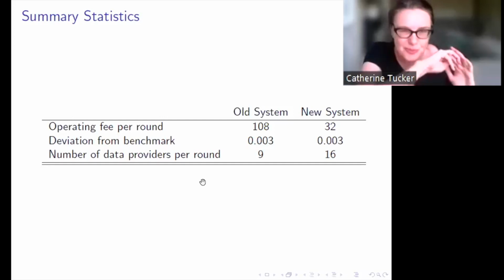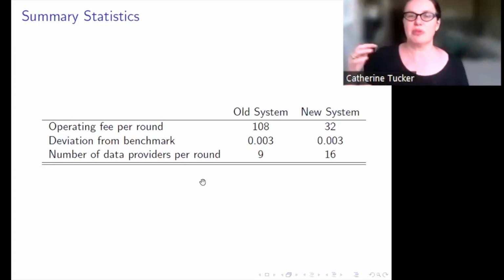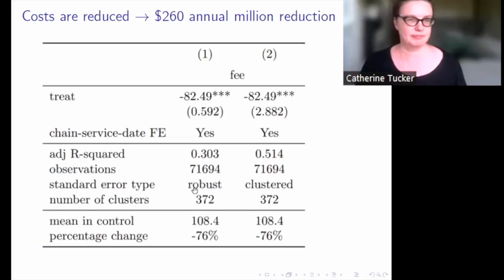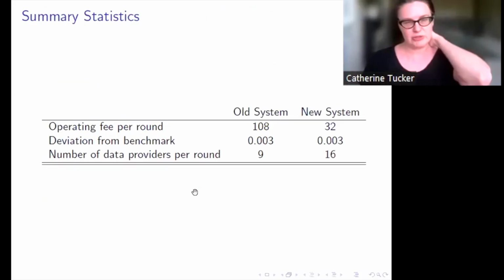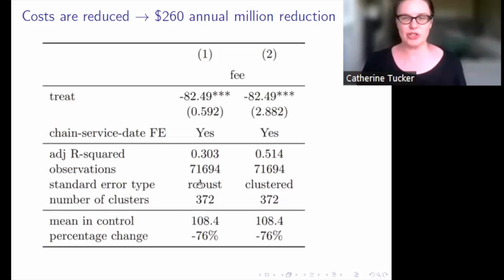Now, one of the things that is happening, and is perhaps why we don't have the 95% drop in gas fees, is that we have a huge increase in the number of providers per round. And we're going to say that's going to help us a lot to think about the accuracy of the system.